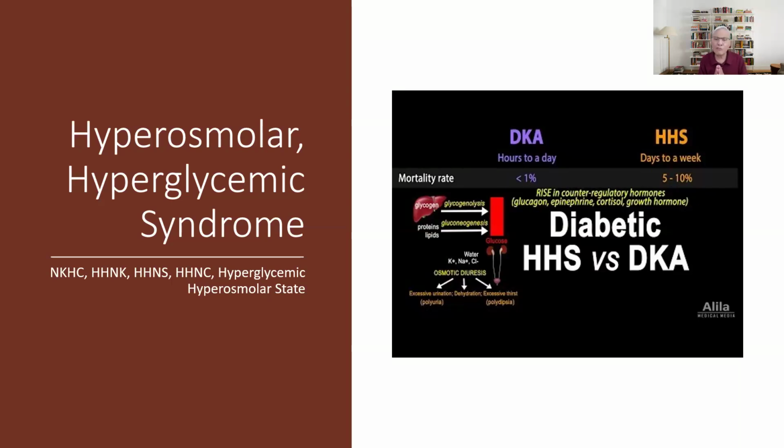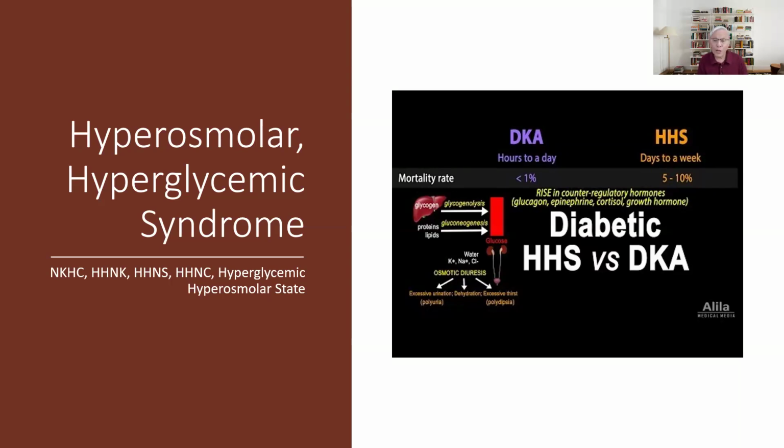So what differentiates it from DKA? Well, there's going to be hyperglycemia, hyperosmolarity, and dehydration, but there's no significant ketoacidosis. When I say significant, meaning to say you remember the 5 mEq of ketones. So most patients present with severe dehydration accompanied by neurological deficits.